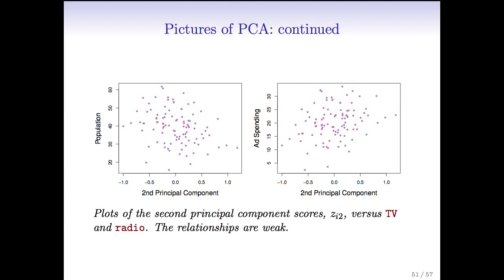So now this figure is just like the previous one, but instead of showing the first principal component on the x-axis, it's showing the second principal component against, again, population and ad spending. And we can see that there's very little relationship between population and the second principal component and between ad spending and the second principal component. So that suggests that really the first principal component here does a great job of summarizing the data. In this case, that's happened because population and ad spending are really correlated with each other. And so one new variable, which is the first principal component, can really summarize both of those two variables very well.